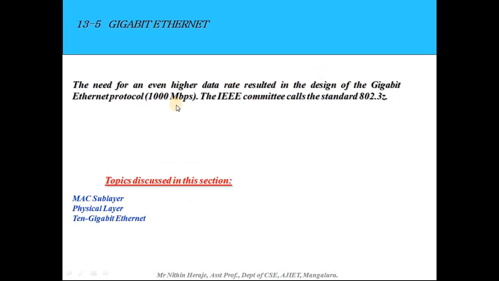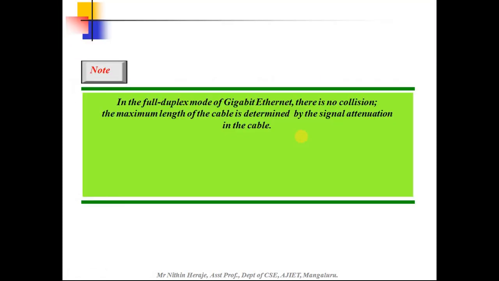Next, we'll move on to the gigabit Ethernet. Even higher data rate was needed, which resulted in the design of gigabit Ethernet protocol, which is 1000 Mbps, which is again 10 times more than that of fast Ethernet. And the IEEE standard for this is 802.3z. In the full duplex mode of gigabit Ethernet, there is no collision. And the maximum length of the cable is determined by the signal attenuation.